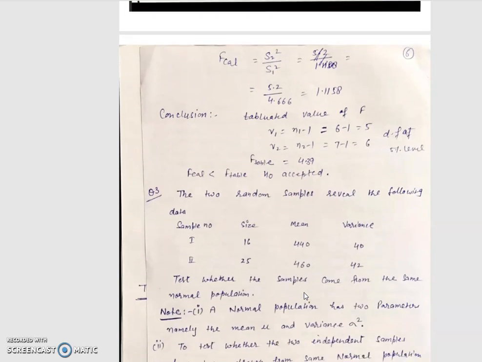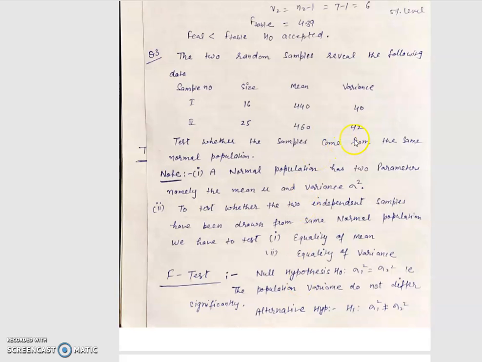Now another example is here. Two random samples reveal the following data. We have two samples here, with n1 and n2, and the mean values and variance values given. Now test whether the samples come from the same normal population or not. Already you know very well that in this we have to check our data by the help of variance and by the help of mean, because the numerical is saying that the samples come from the same normal population. Now we have to verify equality of mean and equality of variance.